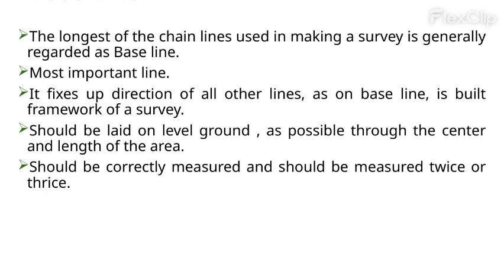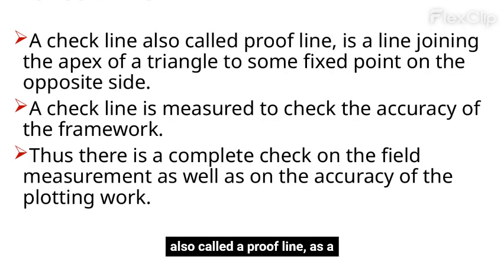This slide defines a check line, also called a proof line, as a line joining the apex of a triangle to a fixed point on the opposite side. It is measured to check the accuracy of the framework, providing a complete check on field measurements and plotting work.